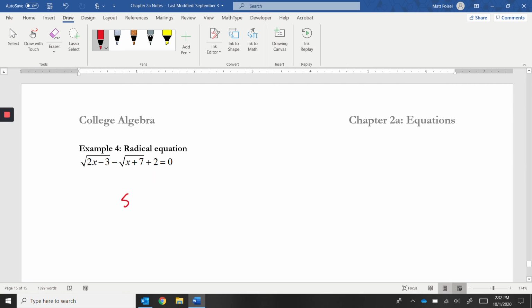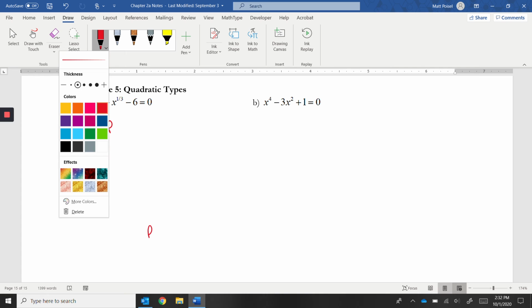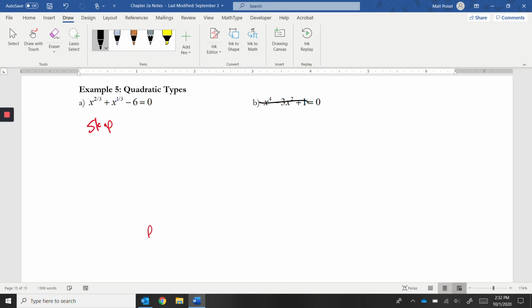Example 4, go ahead and skip example 4. We might come back to it, we might not. Skip 5A. And then actually 5B, I need you to change in your notes for me. I'm not entirely sure what I was trying to do, but let's actually change the values here. Let's go x squared minus 4x plus 3 equals 0.